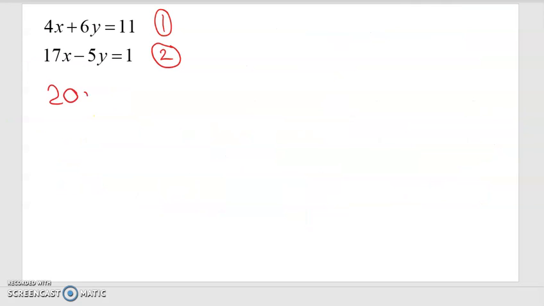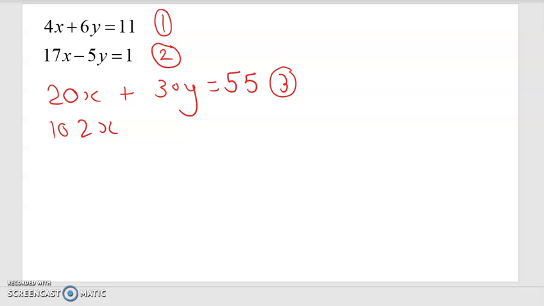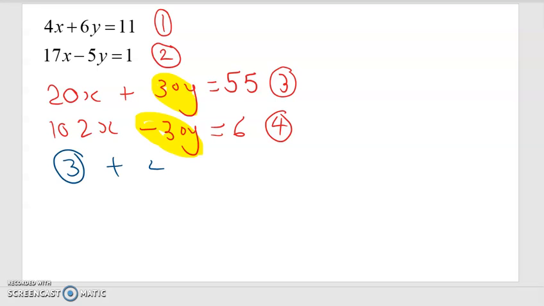So we've got 20x, because we've done all the hard work, plus 30y equals 55, and that we called equation 3. And then when I times this by 6, we've got 102x minus 30y equals 6. So we did decide that because the terms were different, we would add them. So I'm now going to add equation 3 to equation 4.